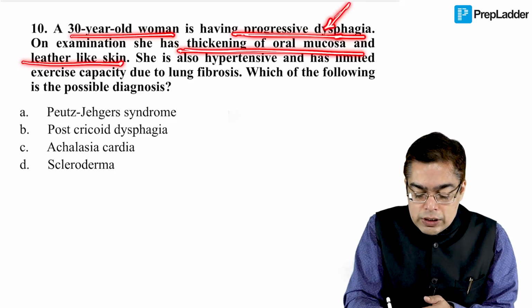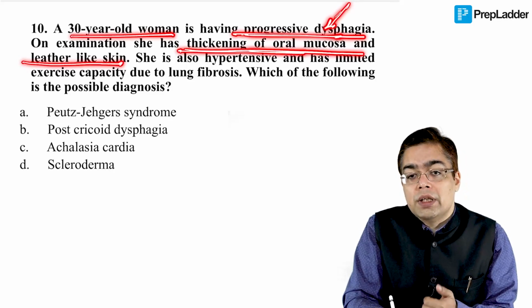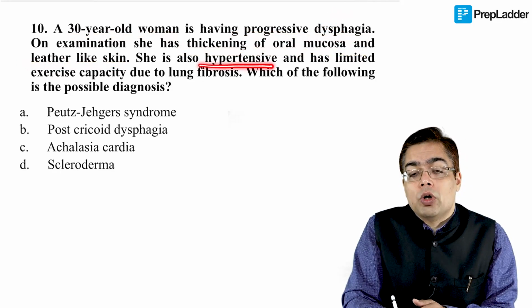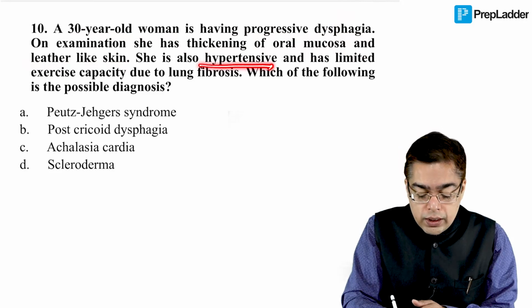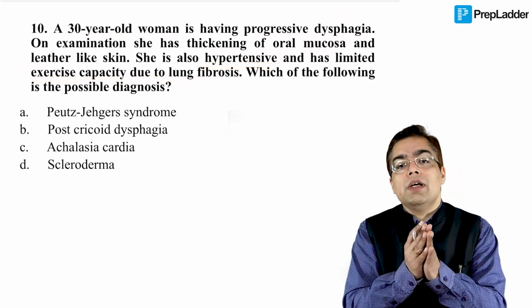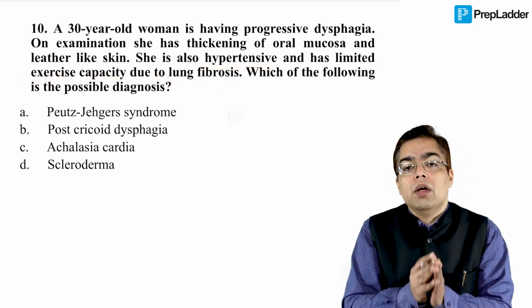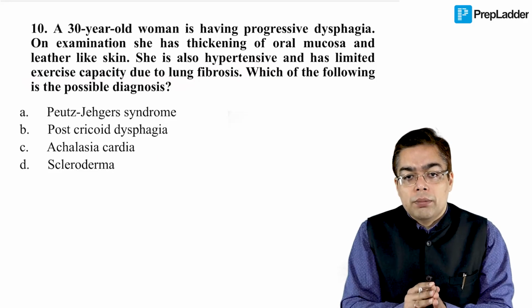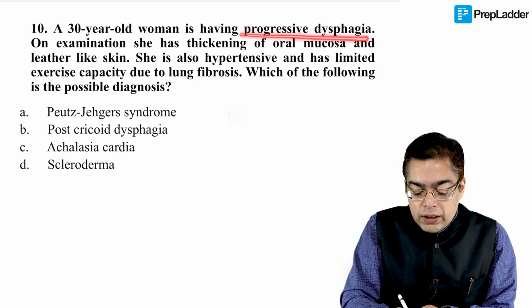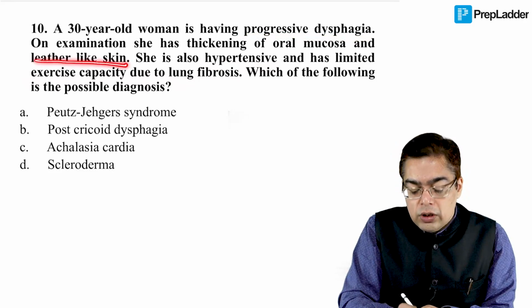And on top of it, she is also going to be having the involvement of the skin, so thickening of the skin. The question makes a mention of the fact she is hypertensive, which means the problem can be at the level of the blood vessels as well. And she has limited exercise capacity due to lung fibrosis. So herein we are having a female who is going to be having involvement of multiple organs in the body. But the clinching thing that you must remember over here is involvement of the esophagus as well as the presence of a thickening of the skin.